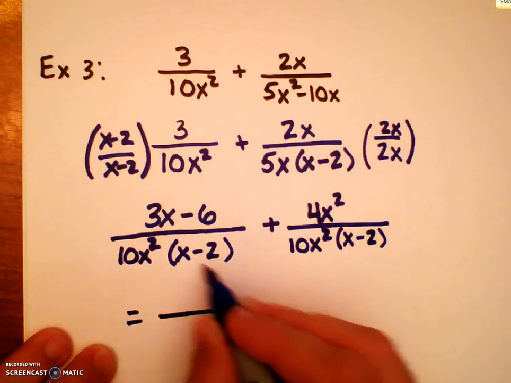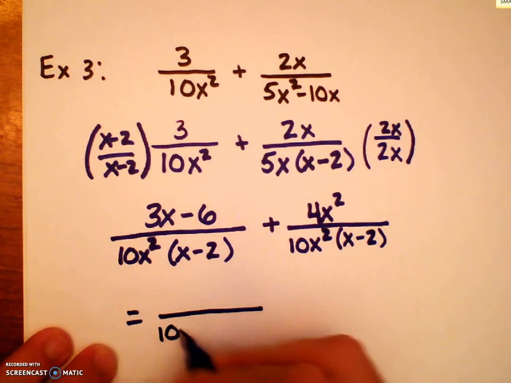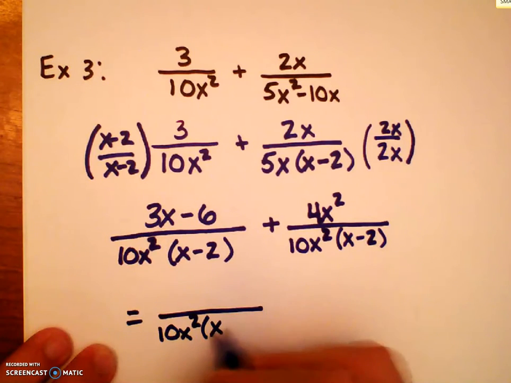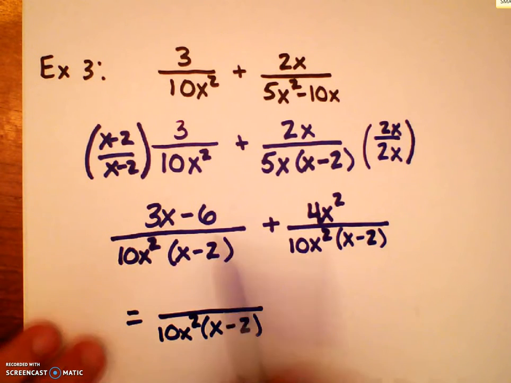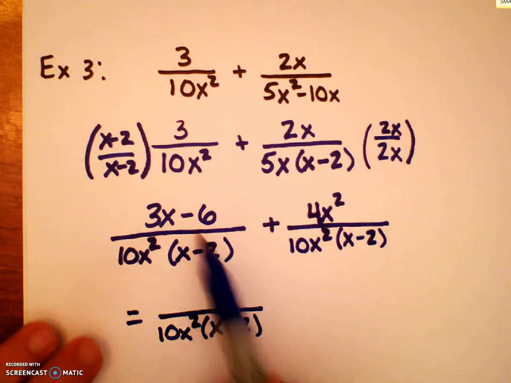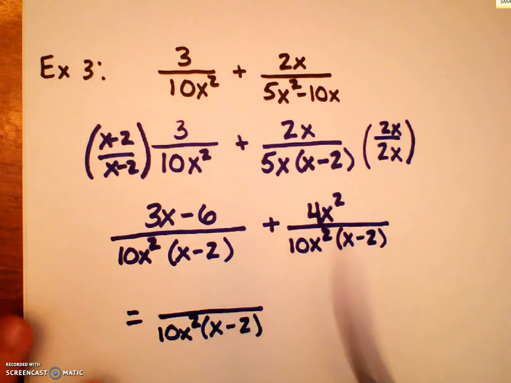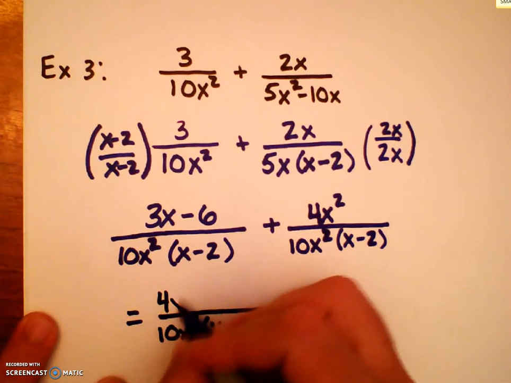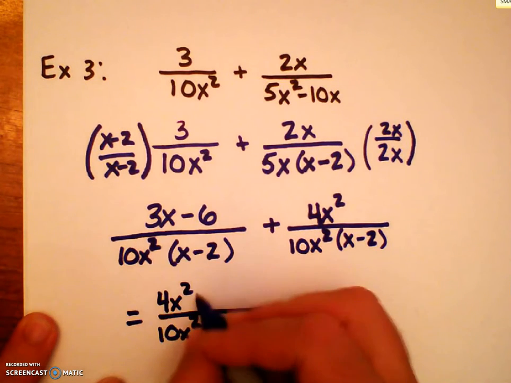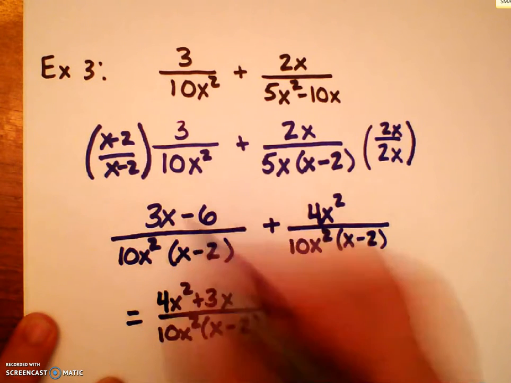is going to be over that common denominator. Just rewriting it. And then you just add the top. Sometimes there are things to combine. In this case, there aren't. So again, I'm going to put the 4x squared first. Then the positive 3x. And then the minus 6.